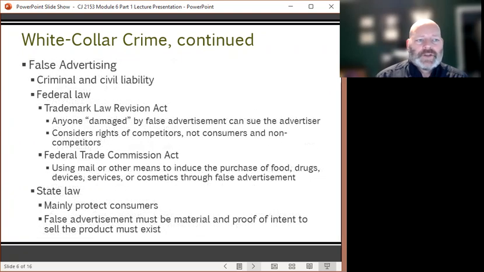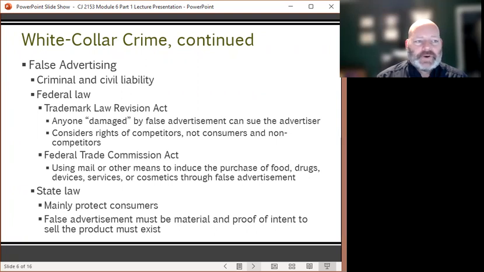Another type of white-collar crime is false advertising. False advertising has both criminal and civil liability. And under the federal law, two particular acts have dealt with false advertising. The Trademark Law Revision Act stated that anyone damaged by false advertisement can sue the advertiser. This particular law considers the rights of competitors, not consumers and non-competitors. The Federal Trade Commission Act dealt with using the mail or other means to induce the purchase of food, drugs, devices, services, or cosmetics through false advertising.